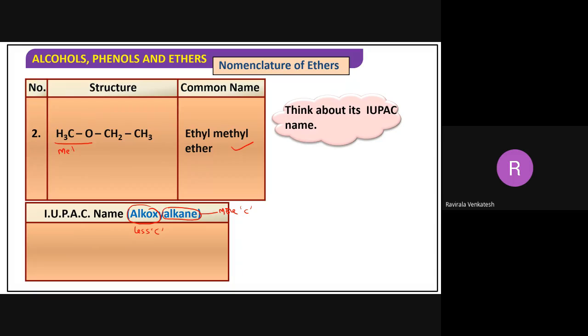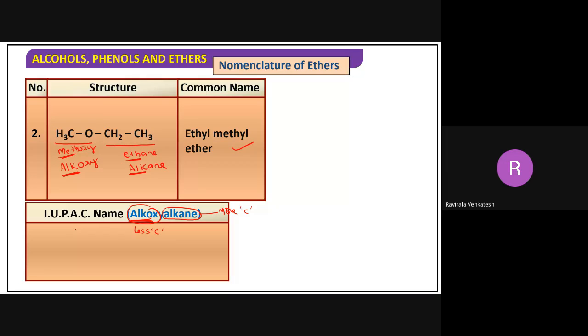Only one carbon, methoxy. So in the place of alk here, what am I taking? Meth. Now this part has two carbons, so I am calling it ethane, because it is alkoxy alkane. In the place of alk, I am using ethane. Here there is no need for alphabetical order. Simply you have to call it alkoxy alkane. Alkoxy is methoxy, alkane is ethane. So you have to call it methoxyethane. If you follow this rule, we can write n number of examples.